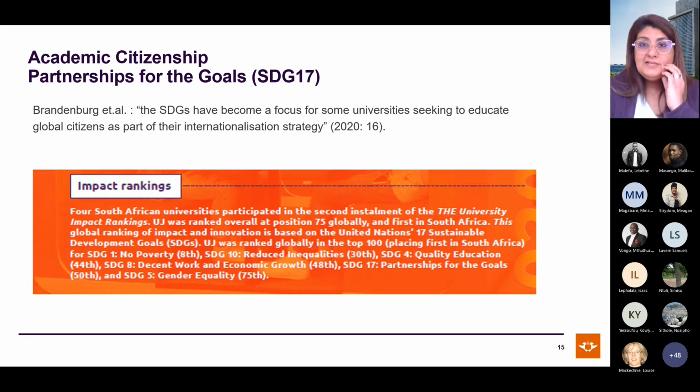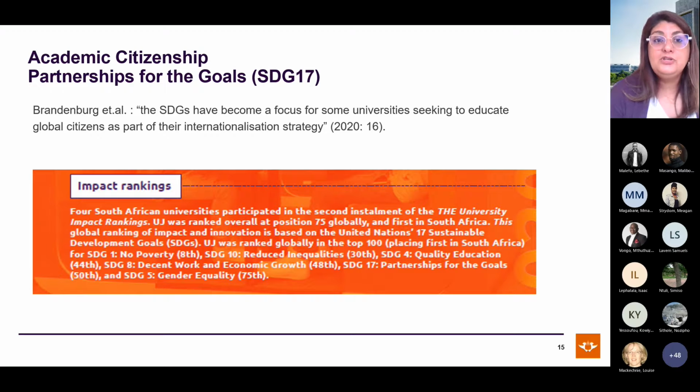I also wanted to link academic citizenship with partnerships for the goals, so the SDGs. And as we know, most of the universities are moving towards this as part of their internationalization strategies to really track impact in terms of how our activities, our research, our teaching and learning aligns with addressing the Sustainable Development Goals. And here is an area where UJ is performing extremely well. For those of you who do not know, UJ placed first in South Africa for the Times Higher Education Impact Rankings and did very well globally as well.